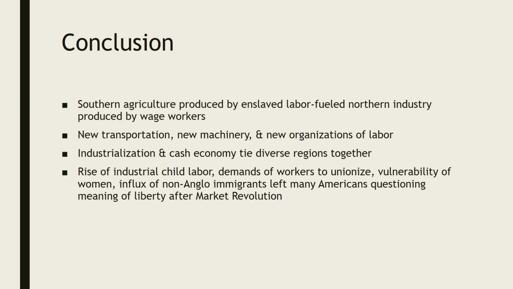So to conclude, Southern agriculture is going to be produced by enslaved labor, and it's going to be fueling Northern industry produced by wage workers. New transportation, new machinery, and new organizations of labor are going to be forming. Industrialization and a cash economy are going to tie diverse regions of the United States together. And the rise in industrial child labor, the demands of women and workers to unionize, the vulnerability of women, and the influx of non-Anglo immigration are going to leave many questioning the meaning of liberty after the market revolution.